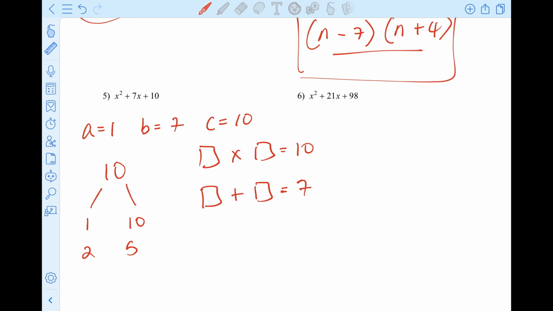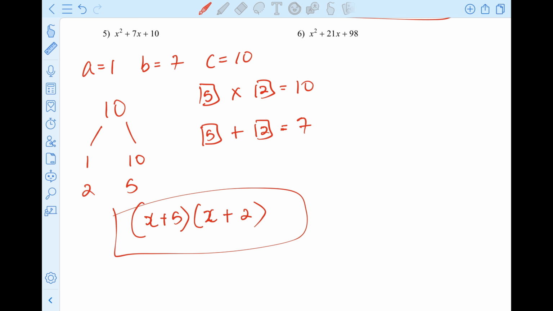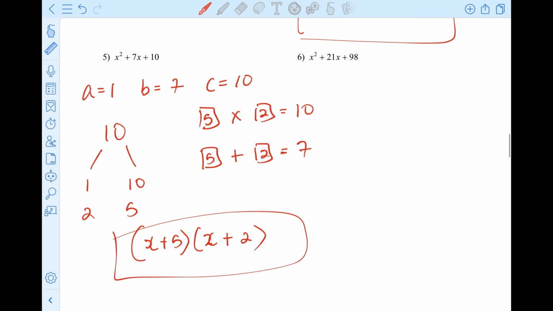Now, this is the trick. Because A and B and C are all positive, I don't have to worry about negative numbers. I just keep going. We know 5 times 2 gives me 10, and 5 plus 2 gives me 7. So my answer is x plus 5, x plus 2. And that's it. If it's all positive, it's A-okay. Now, let's look at this one.